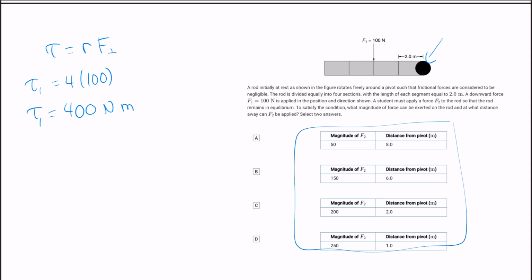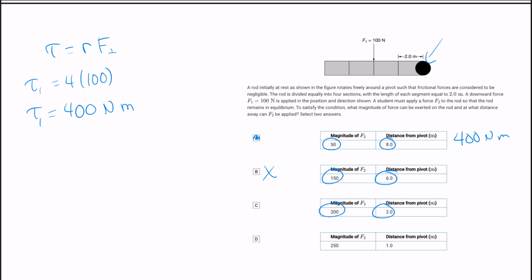So for option A, we have 50 newtons times 8. Yeah, 50 times 8 is actually 400. So this one's going to give us 400 newton meters, so that's going to be one of them. Let me see, 150 times 6 is definitely more than 400, so we're not going to do B. 200 times 2. 200 times 2 is 400 newton meters. So that's all we did here. We're just multiplying the distance times the force, and we already know all the forces are perpendicular.